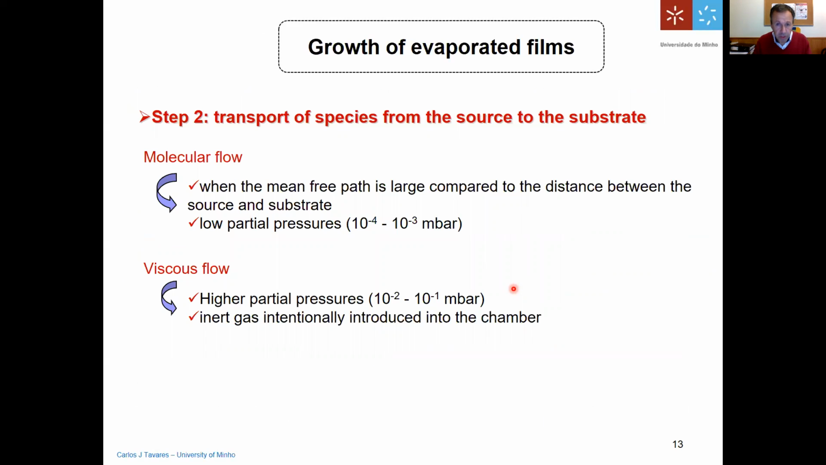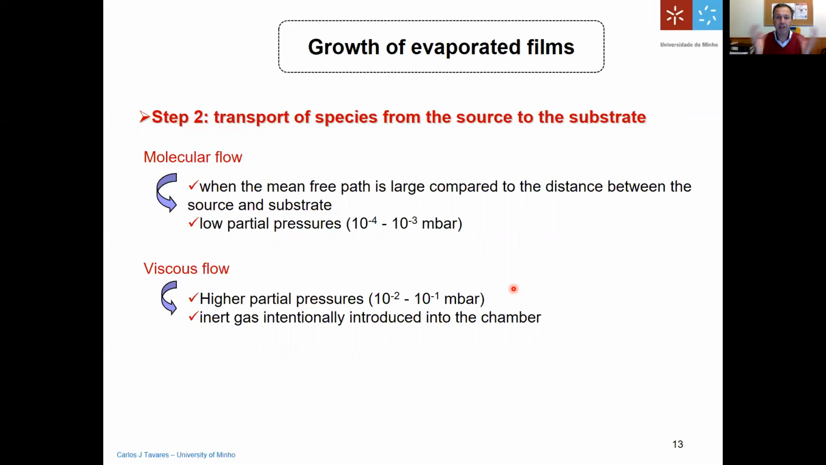Now, let's look at the transport of the species from the source to the substrate. We can have different types of flow depending on the pressure, okay? It's really important to always have a knowledge of what the pressure represents with respect to the pressure that we have here in this room. So in this room, we have a pressure which is very close to 1 bar, 1 atmosphere, or 100,000 Pascal, something like this, or 760 millimeters of mercury.